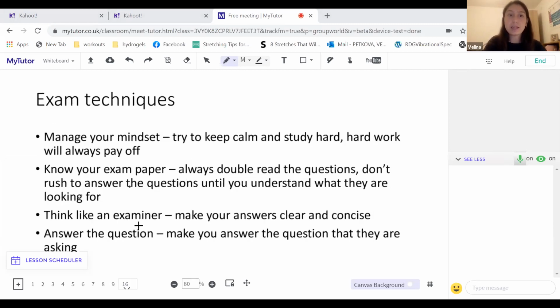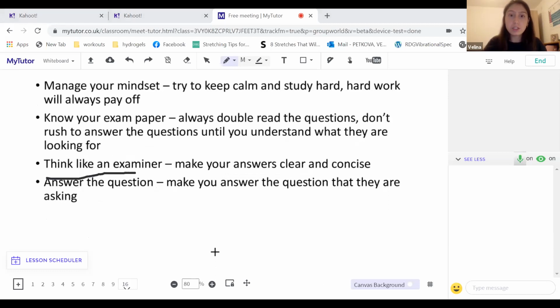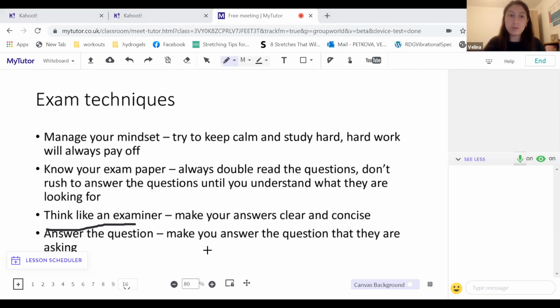Okay, think like an examiner, this is key. Make your answers clear and concise. Really helpful with this is to look through past papers, because these mark schemes have their words in bold. So this is the word that the examiner wants to see, and this is the word he's or she's looking for.